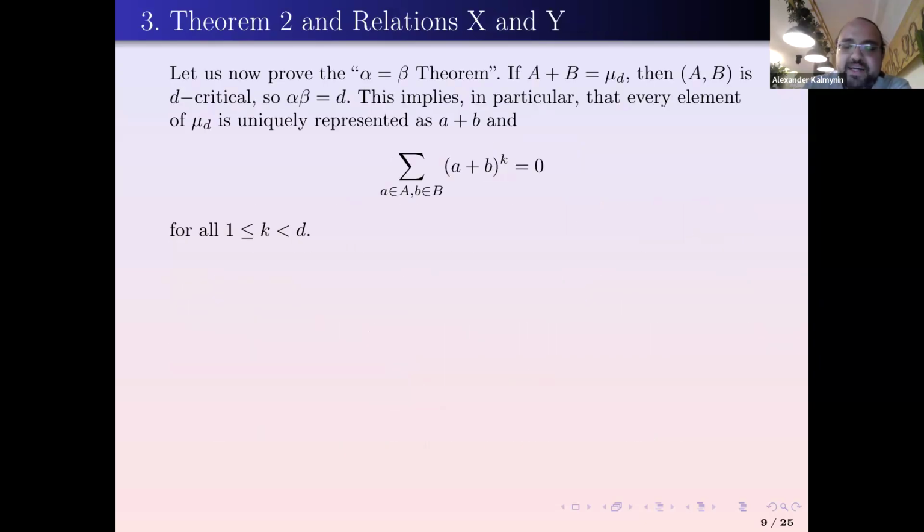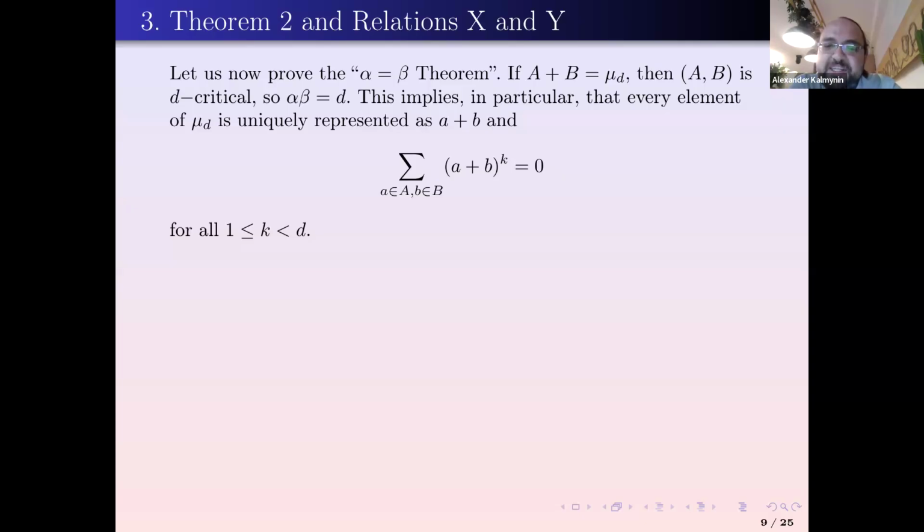Okay, now for theorem 2, the alpha equals beta theorem. I don't know if one can prove the Sarkozy conjecture without proving the alpha equals beta theorem, because it kind of collapses the space of relations. So if you know that alpha is equal to beta, then you know the value of alpha and beta, and then you get a lot of other stuff.